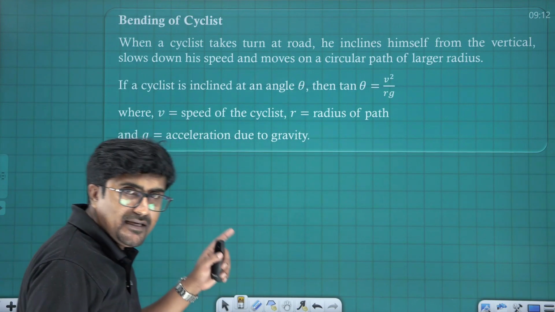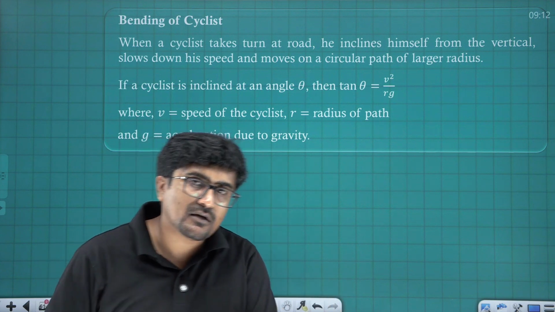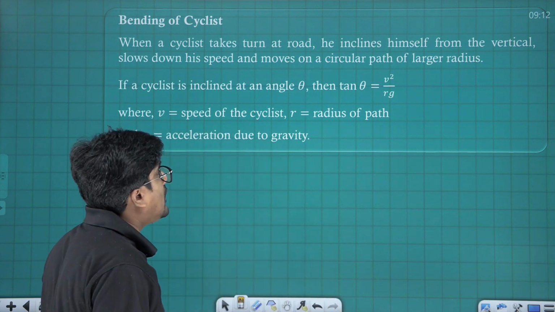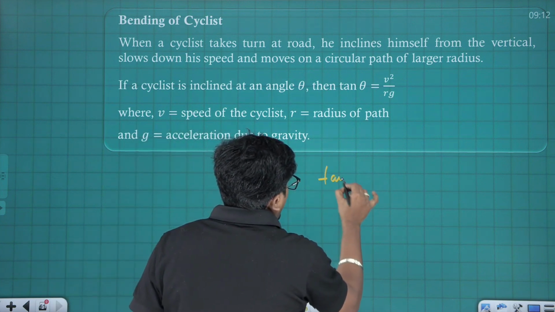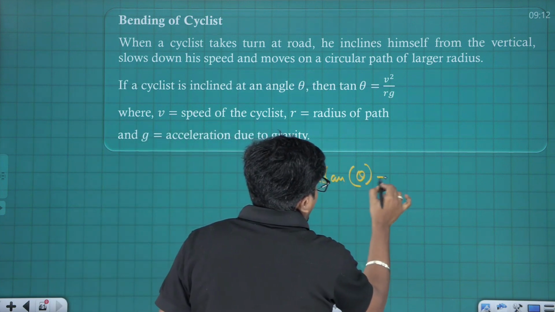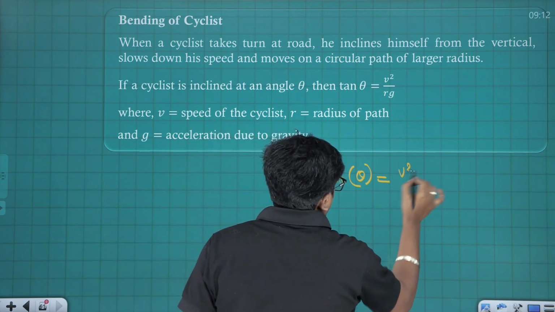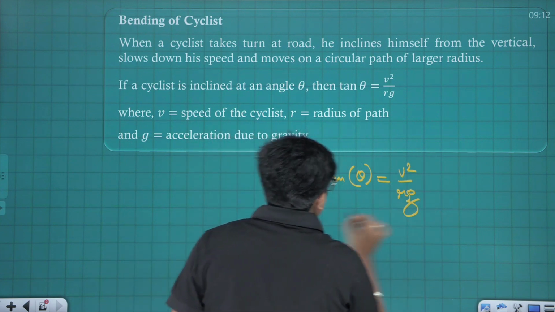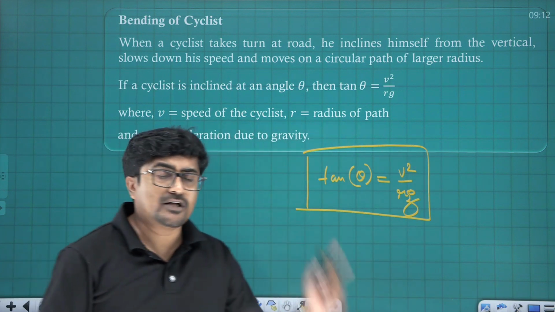Next is the case of bending of a cyclist. That means if somebody is taking a turn on a cycle, for a safe turn, the banking needs to be at an angle of theta. And the relation between theta and the speed v is tan theta equal to v square upon r g, where v is the speed and r is the radius of the track.